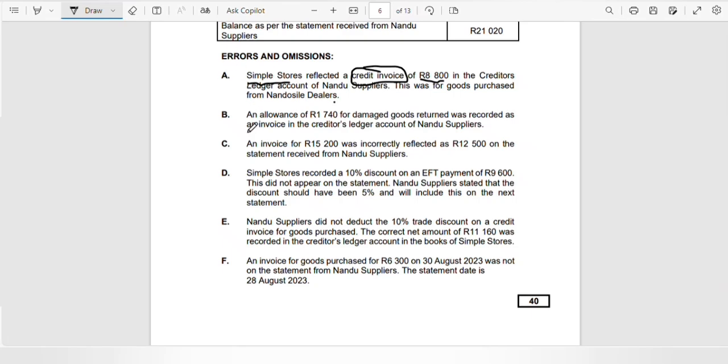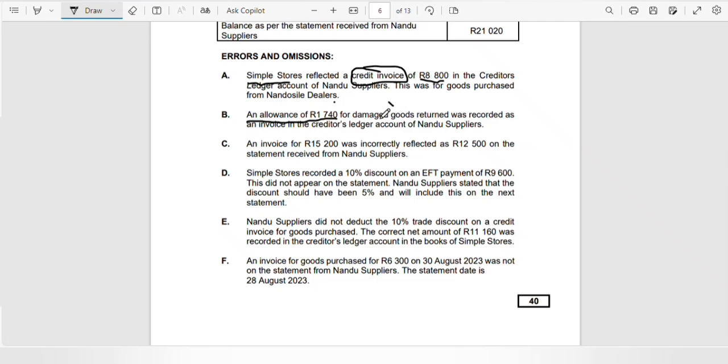Number B, an allowance of 1,740 for damaged goods returned was recorded as an invoice in the creditors ledger account of Nandu Suppliers. Because we bought the goods but they are damaged, they give us the allowance. Now the allowance has to decrease the value of the credit that we owe them. We treated it as if we are buying, so we have to do the right thing now.